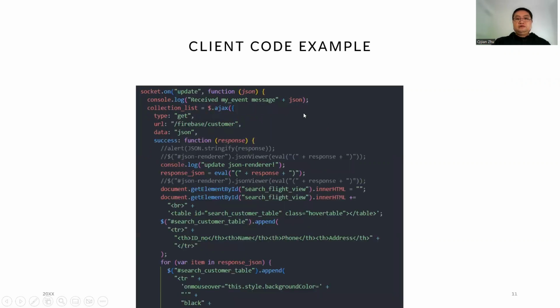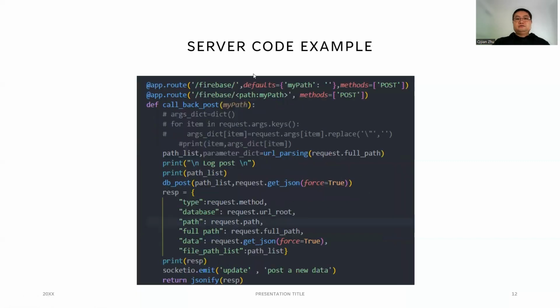Here is another client code example, which is displaying all the customers. Here, the client listens on the update events. And when we receive the notification, the client will use the get method to fetch the updated data from the database and display it on the web page in a real-time way.